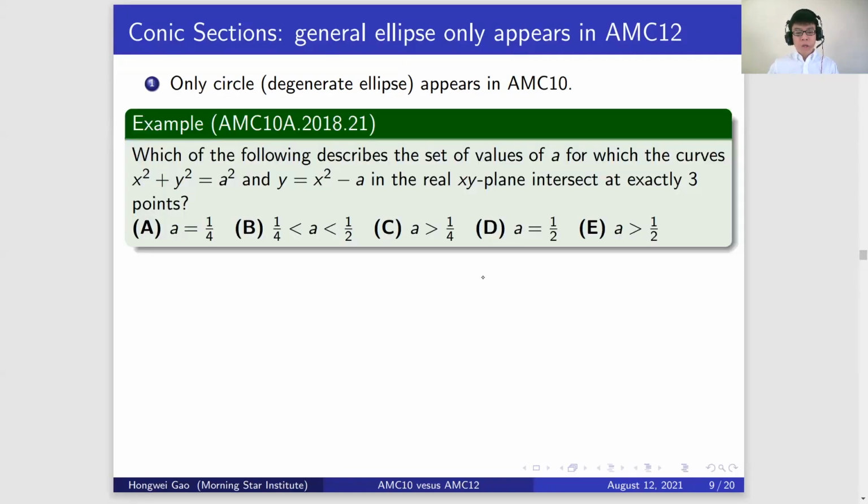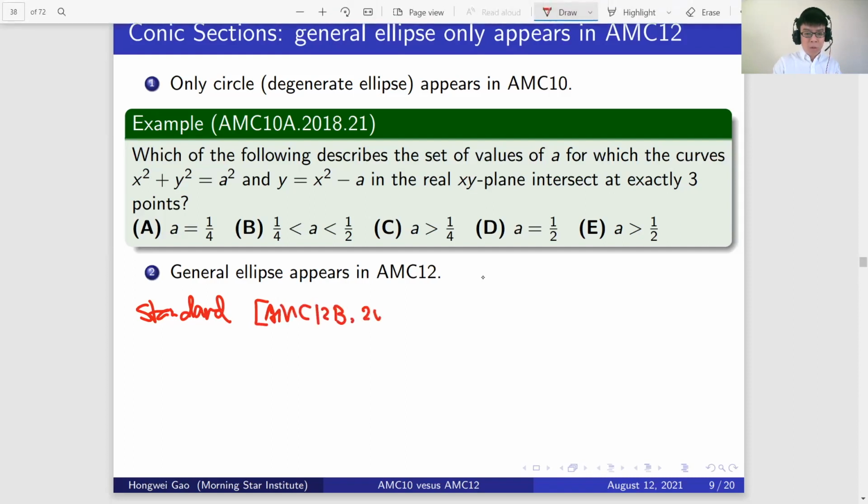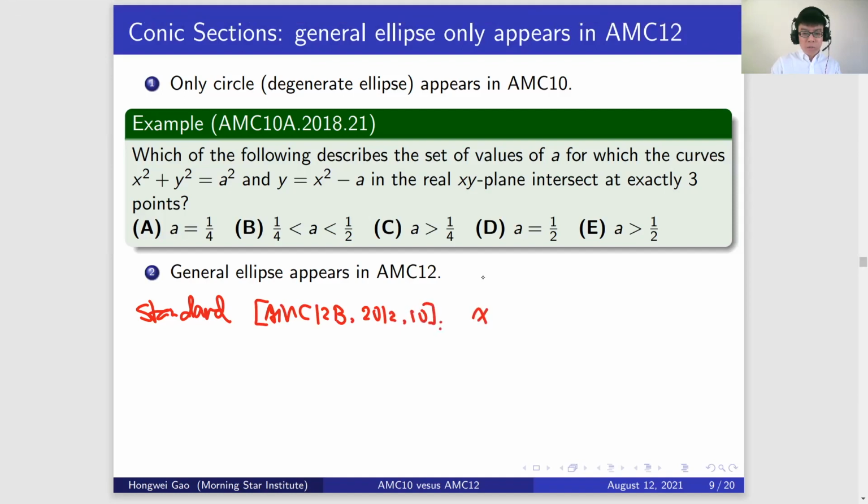General ellipses only appear in AMC12. An ellipse may appear in terms of a standard formula, like this example, AMC12B 2012, question 10. The formula is given as (x minus 4) squared plus 9y squared equals 81, which is a standard ellipse. The ellipse may also appear in a non-standard formula.